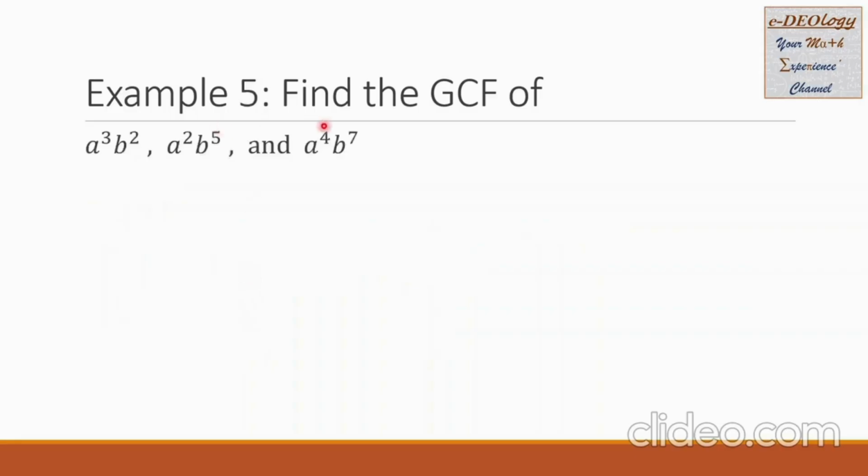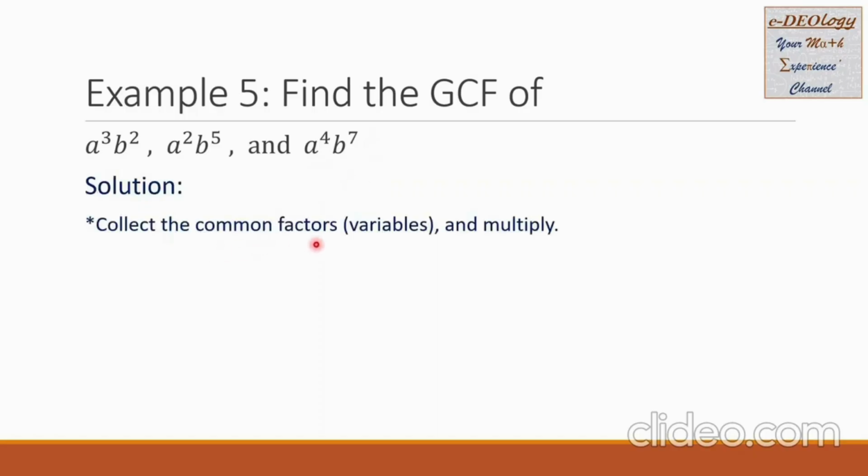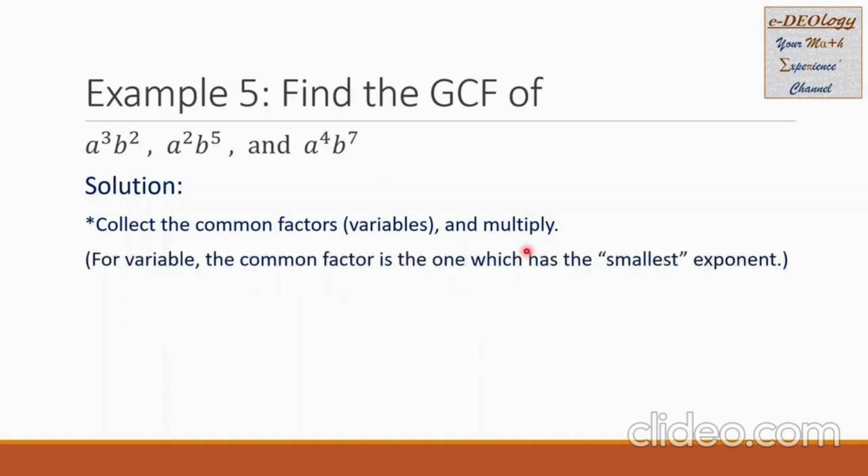Example 5. Find the GCF of, we have here 3 terms. First term, a cubed b squared. Second term, a squared b raised to 5. Third term, a raised to 4 b raised to 7. Let's collect the common factors or variables and multiply them. For variable, the common factor is the one which has the smallest exponent.